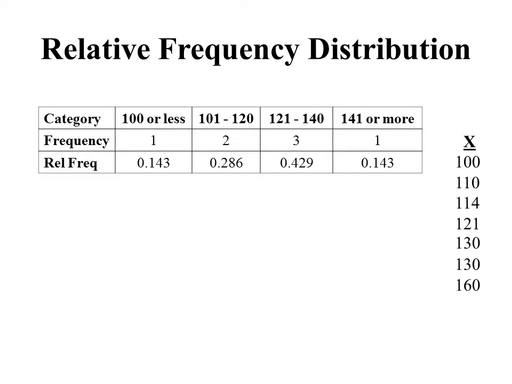And so we're going to form a little table here where the top row has our different categories. Our second row has our frequencies. So our first category, we look at our set of data. We ask ourselves how many data values are in that category. Well, we see only 1 in that category, so we put a frequency of 1. Second category, 101 to 120, we see 2 data values in that category, so we put a frequency of 2, and then 3 and 1. And then we calculate our relative frequencies by taking each frequency and dividing it by the total number of data values, which is 7.